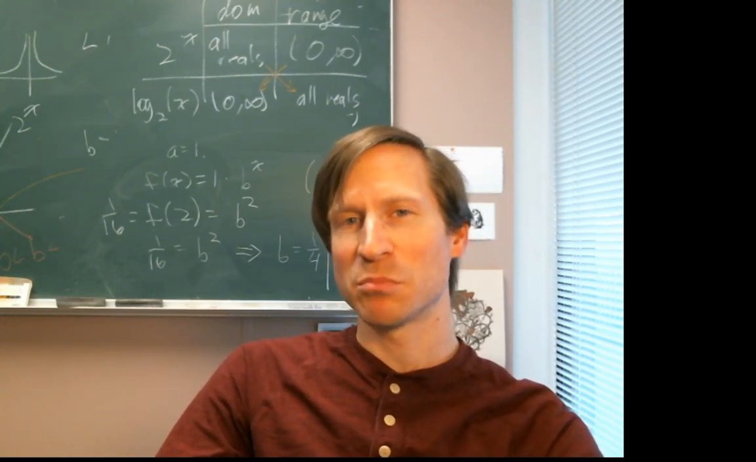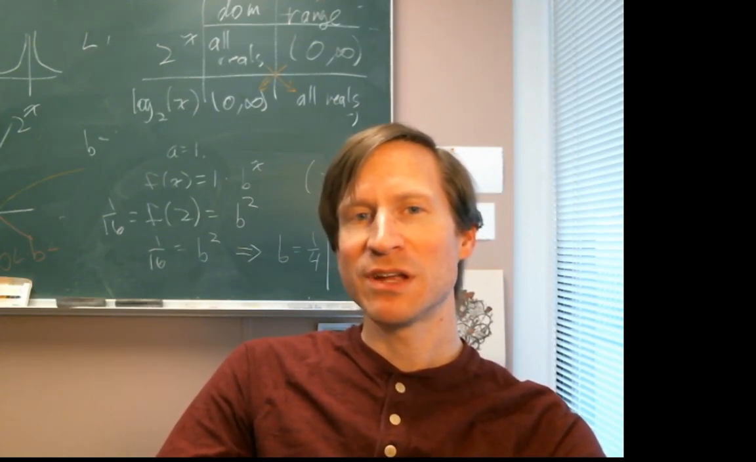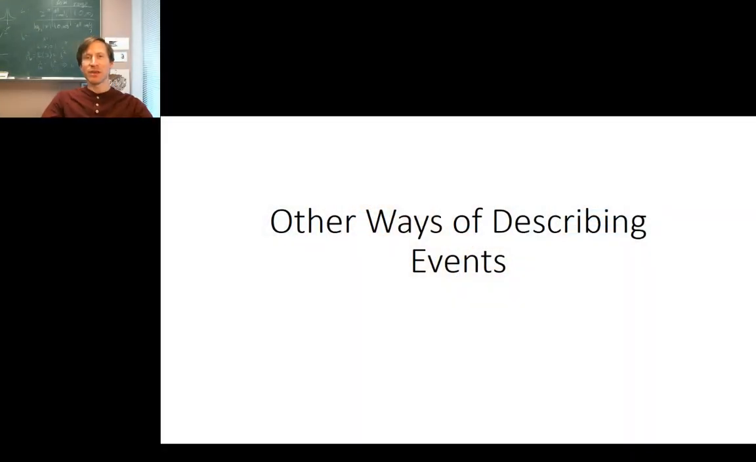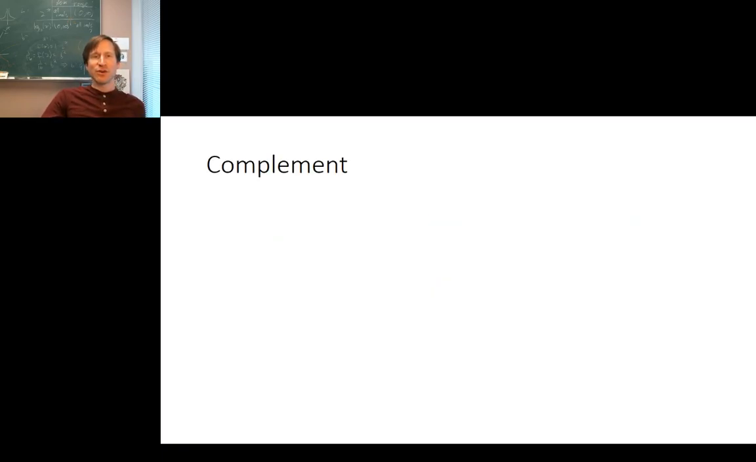Now that we have some basic probability under our belts, we can look at some more complicated ways of describing events. We'll have a couple different ways of describing events, and we'll see that each different way of describing an event sort of comes with its own way of calculating the probability of that event. So for our first one, let's look at the complement of an event.